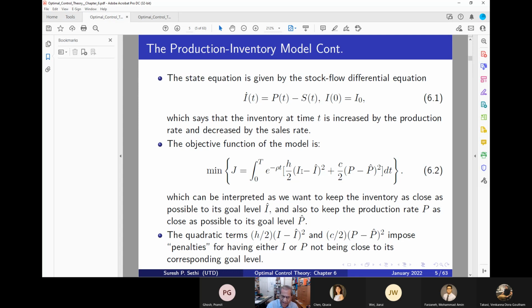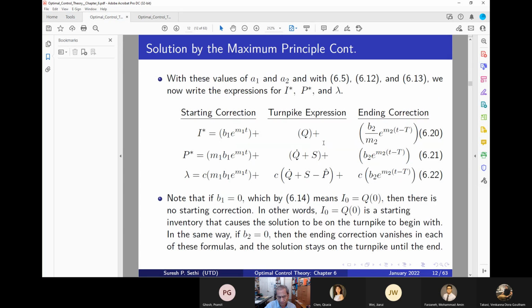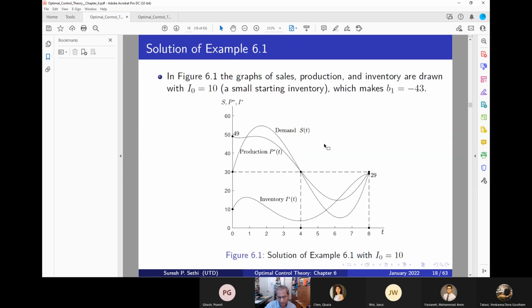So there is some way of figuring out what is the optimal level of inventory from the inventory point of view, and what is the optimal level of production from the production point of view. But if you take both of them into account, then you may not stick with those levels. You may deviate from them because that's what is needed. So if you want to go all the way, I'll show you what I mean by that.